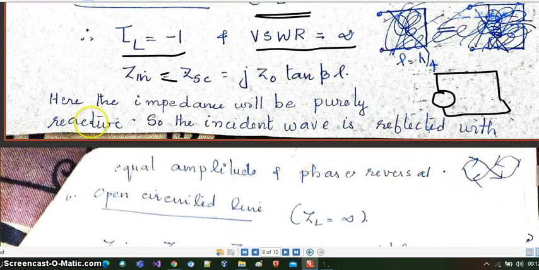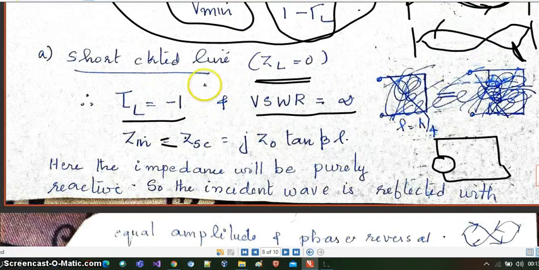Now here, in a short circuit line, the impedance will be purely reactive. So the incident wave is reflected with equal amplitude and phase reversal. So in this case, if the load impedance is short circuited, then the incident wave and reflected wave will have the same amplitude, but they will be out of phase. So this is how the standing wave appears in a short circuited transmission line.